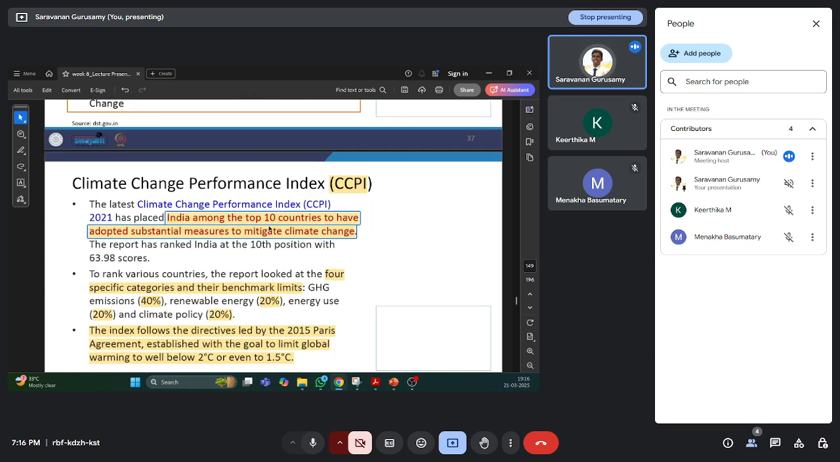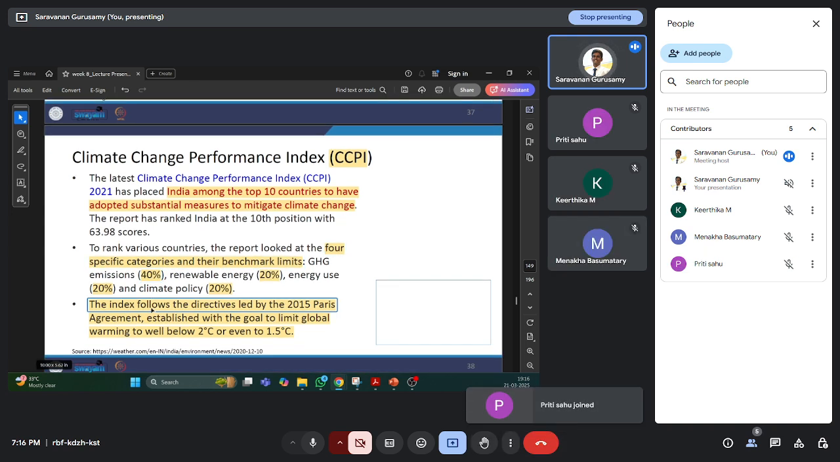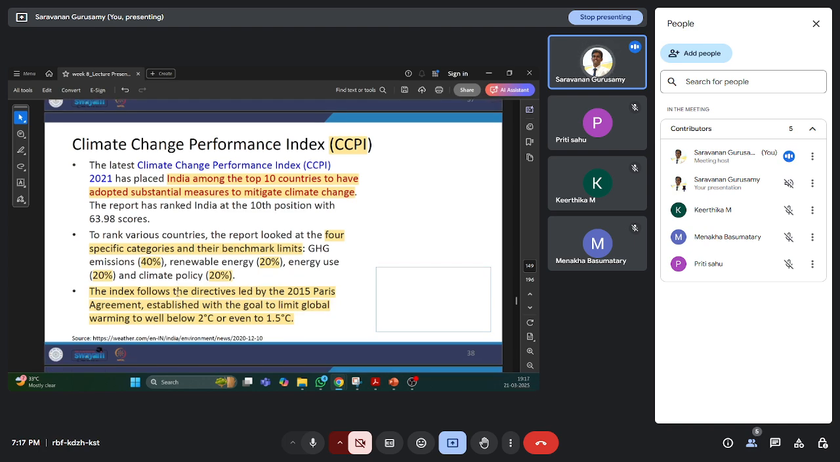This is under 13.3. And CCPI, Climate Change Performance Index, was given globally to assess their performance on how they are performing for climate change things. So India is around 10th position, having a score of 63, and four specific categories and their benchmarks around how much greenhouse gas emission, how much renewable energy, and energy use and climate policy. These are the four parameters assessed to give the CCPI score.